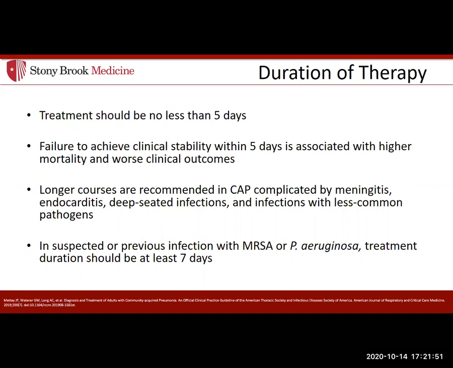If the patient is not stable after 5 days, they should be reassessed for alternative sources of infection, pathogens resistant to current therapy, and complications such as empyema or lung abscess. In patients with suspected or proven infection with MRSA or Pseudomonas, treatment duration should automatically be at least 7 days. Several recent meta-analyses similarly demonstrated the efficacy of shorter antibiotic therapy of 5 to 7 days.